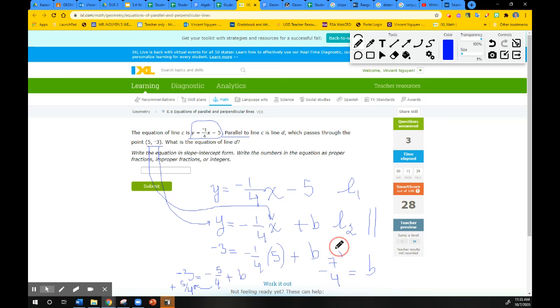And I'm going to substitute that into here for my equation. So this is how I'm going to write my equation. Y equals negative 1. Oh, wait, that's not negative. Negative 1 over 4x. Don't forget the x. And then minus 7 over 4. So that's my equation. I'm going to hit submit and I am done.